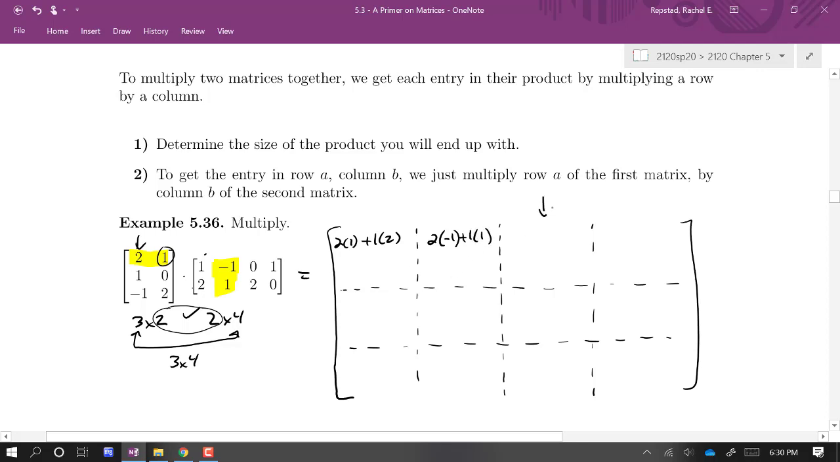Now, in the next entry, I'm going to multiply the first row by the third column. So I'm knocking out the first row first. Multiply the first elements, that's 2 times 0, plus 1 times 2. And then last, first row, fourth column, I'm going to do 2 times 1 plus 1 times 0.